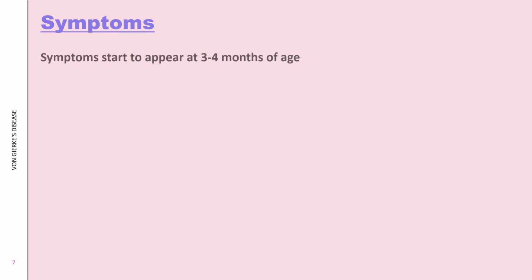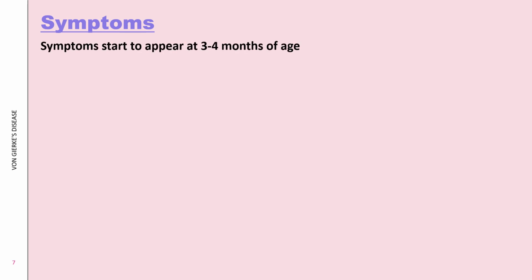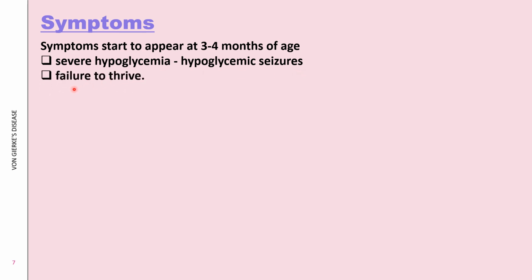So now let us discuss the clinical presentation of patients of von Gierke's disease. First of all, what are the symptoms in this disorder? Children with von Gierke's disease start having symptoms at the age of 3 to 4 months of age. And symptoms are mainly due to the hypoglycemia, like hypoglycemic seizures. Apart from this, the child has developmental delay, or we can say failure to thrive, and vomiting, hyperventilation, etc.